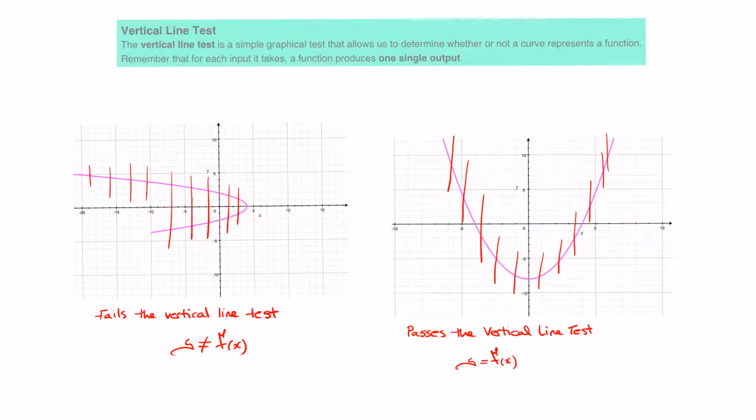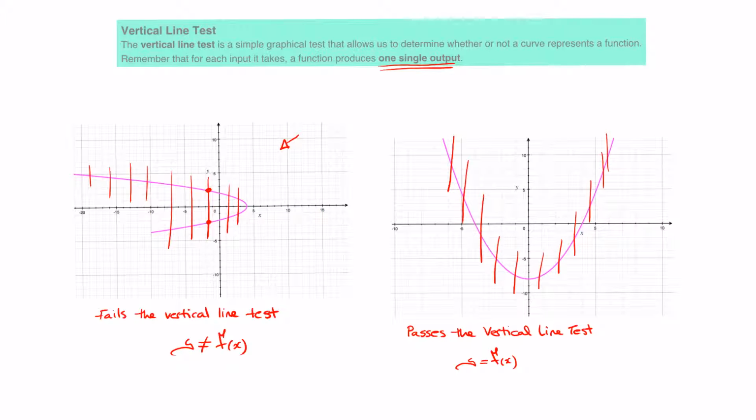And so one may ask why this test works. Well, the reason why it works really goes back to the definition of a function. Remember, for each input a function takes, it produces one single output, which we wrote up here. So looking at this curve that failed the vertical line test, we can see that when the vertical line cuts the curve more than once, at the same value of x, there are two different y values on the curve. And that would mean that the function would be producing two different outputs. Therefore, it's not a function.